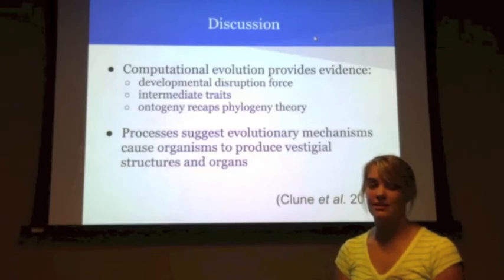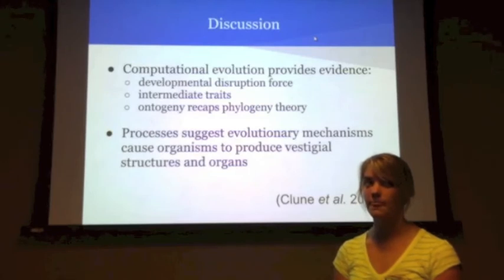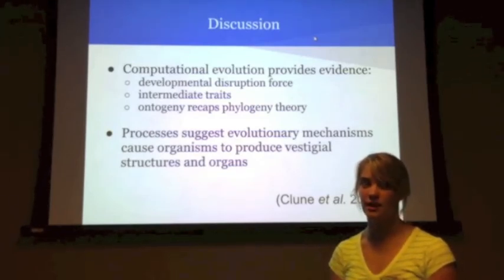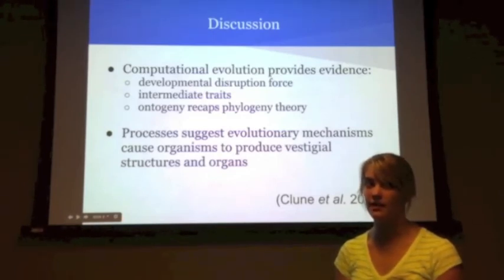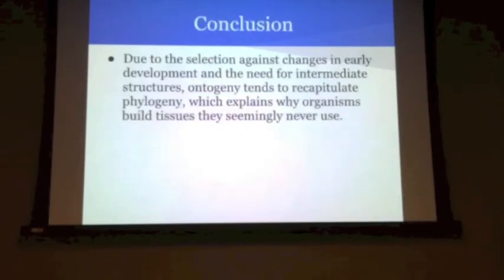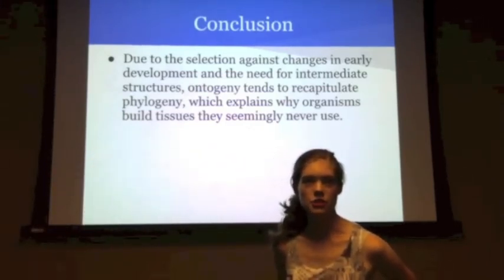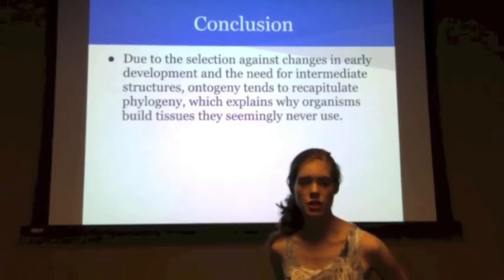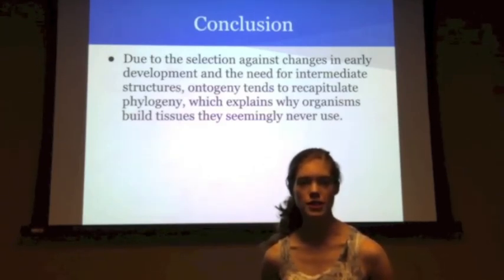Computational evolution studies done by computers provide evidence for the developmental disruption force, intermediate traits, and the ontogeny recapitulates phylogeny theory. These processes suggest that evolutionary mechanisms are the reason that organisms produce vestigial traits and structures. Due to the selection against changes in early development and the need for intermediate structures, ontogeny tends to recapitulate phylogeny, which explains why organisms build tissues they seemingly never use.